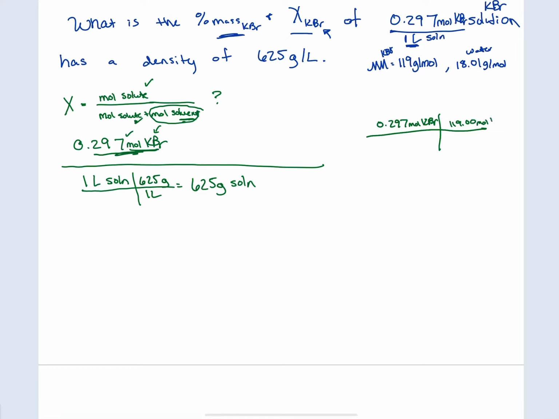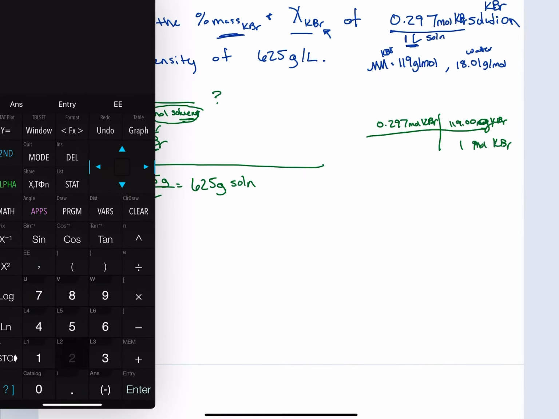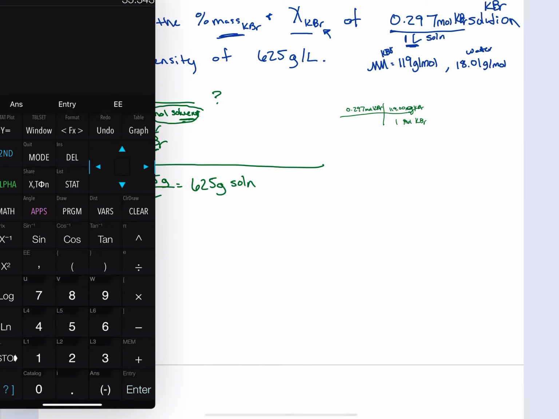119.00 grams of KBr in moles of KBr. Hopefully you're good with those. And so what that gives me, 0.297 times 119. Okay, so that gives me, we'll make it a little smaller here. I'm going to put extra sig figs in here because we're in the middle of the problem. We don't want to lose some decimals or anything. So that tells me that I have that much KBr in this solution.